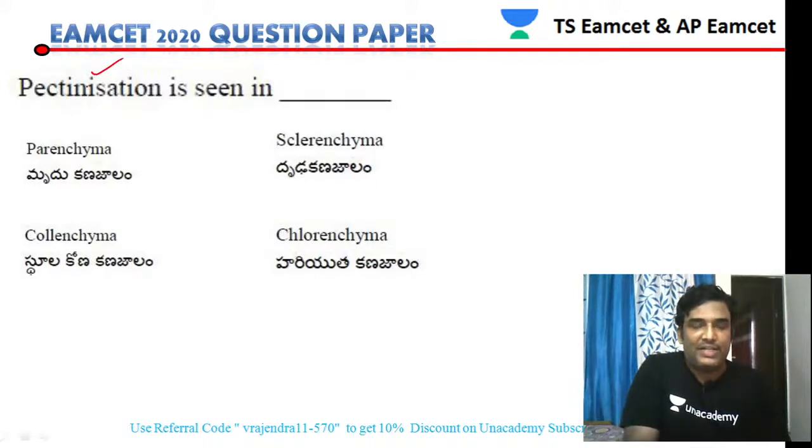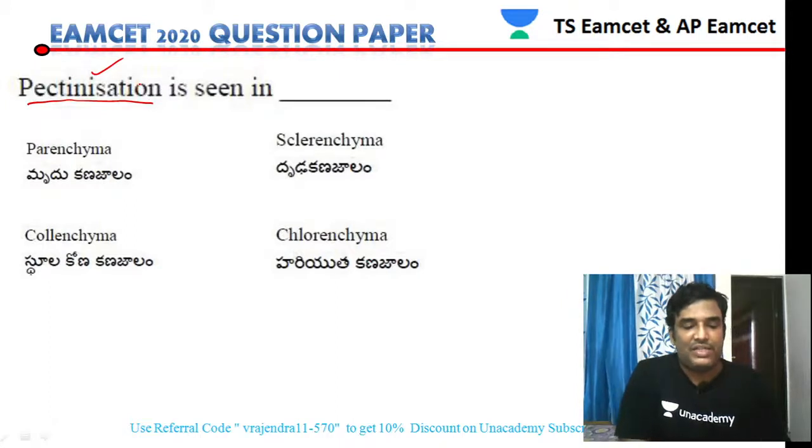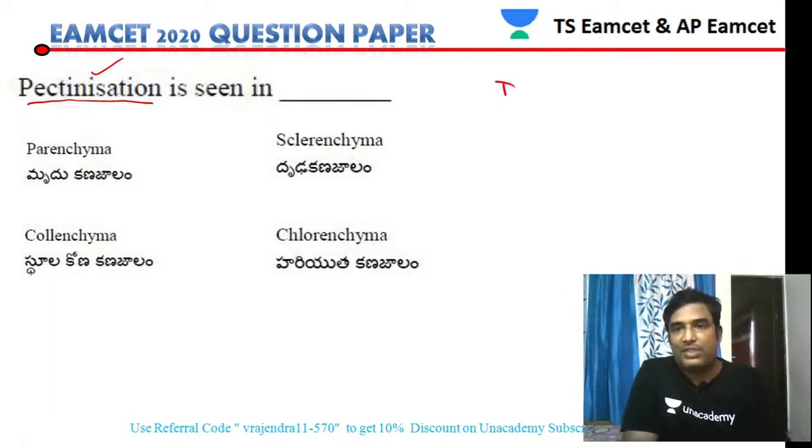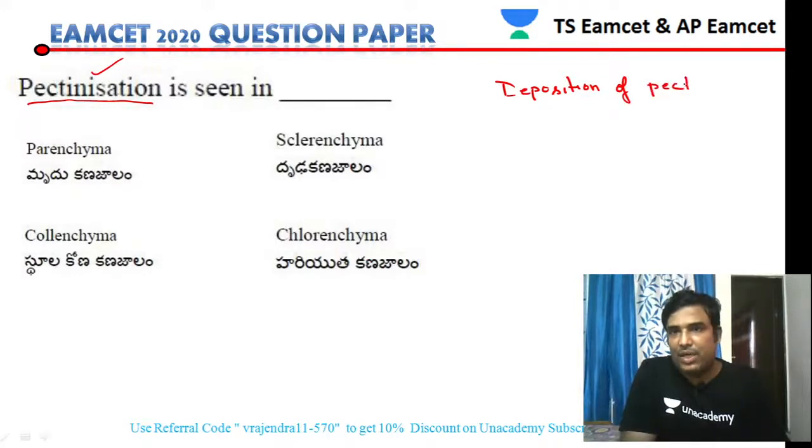Pectinization is seen in which tissue? What is the meaning of the term pectinization? It means deposition of pectin. So deposition of pectin is called pectinization.